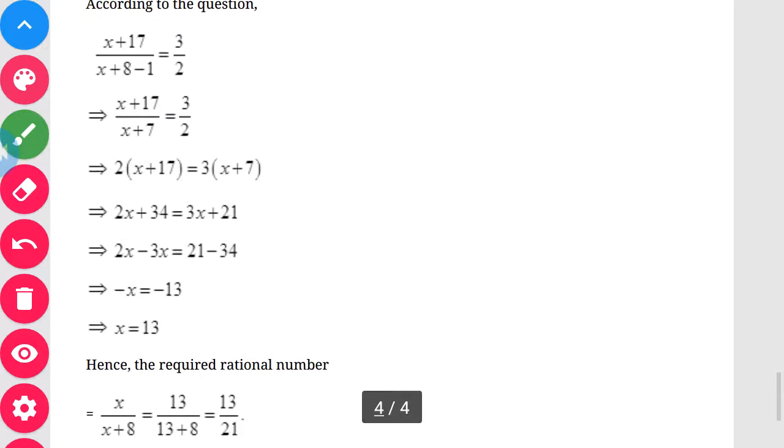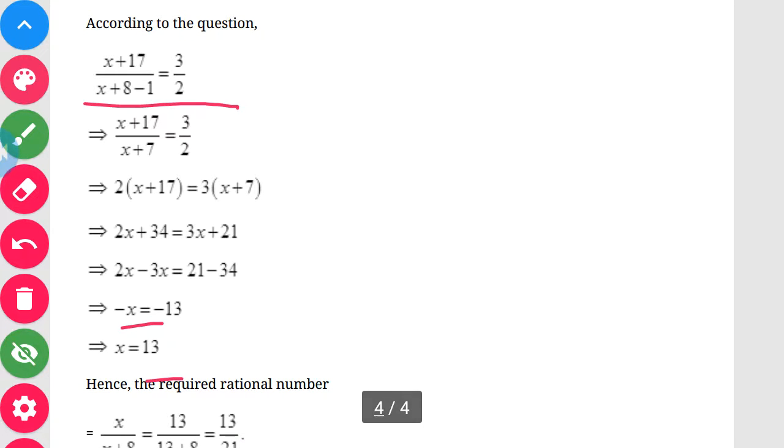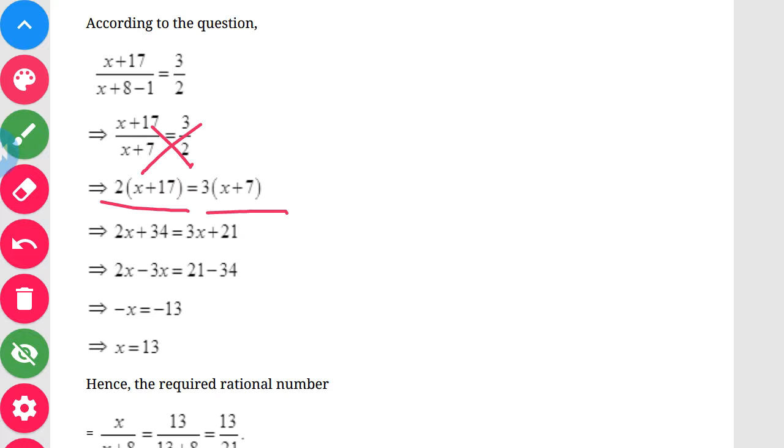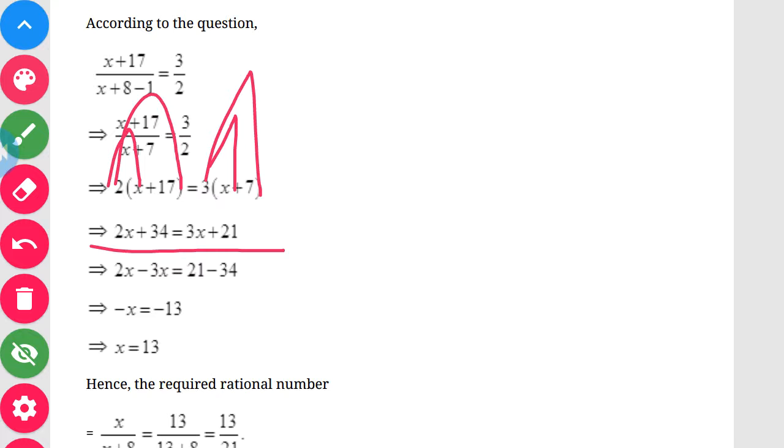Let us move on. After getting this equation, it's very easy to solve, children. We are going to cross multiply: 2 into (x plus 17) is equal to 3 into (x plus 7). After cross multiplying, multiply separately. 2 into x is 2x, plus sign as it is, 2 into 17 is 34. 3 into x is 3x, plus sign as it is, and 3 into 7 is 21. That's the equation you get after multiplying.